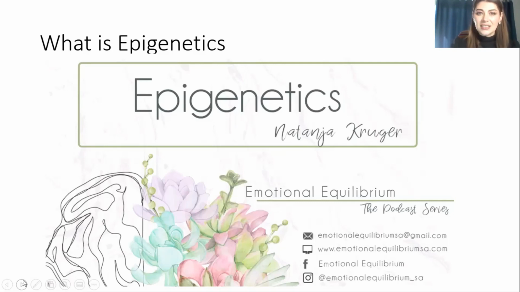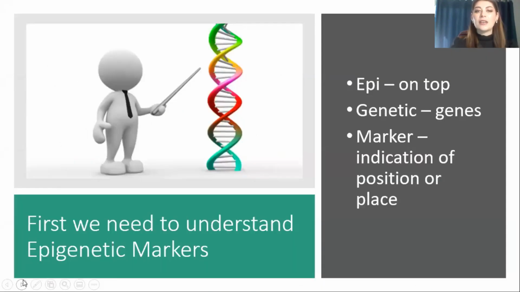So let's get started. Today we are going to look at what epigenetic markers are. We need to first understand what an epigenetic marker is. Epi means on top. Genetic means your genes, and a marker is an indication of position or place. So on top of our genes, we have little things that in that place can switch on and off.